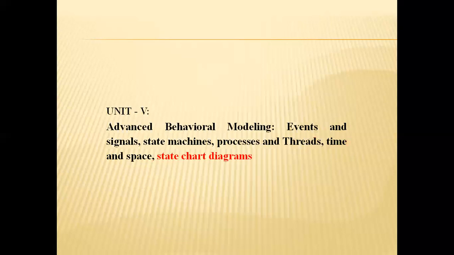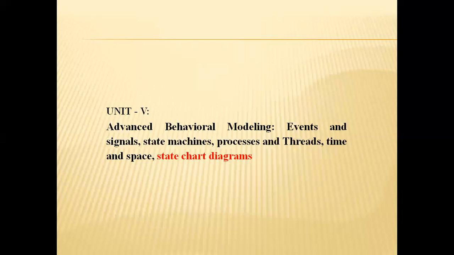Next, the fifth unit is represented by events. That is, what events are performed by the system, and the state of the system: the state mechanisms, processing, threads, and time and space, and state chart diagrams. What are the events performed in a particular system? Events mean a particular object performs particular events, and signals pass from one system to another system, along with the state of the system.